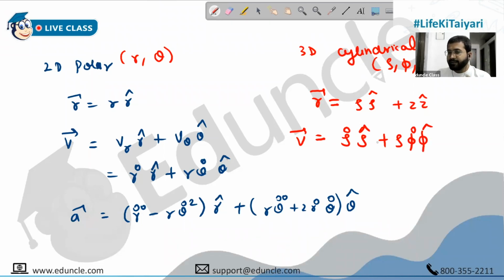The role of r is played by rho. The role of theta is played by phi. And just that because you have z here, what is the derivative of z? Z dot. That's it. An additional term.